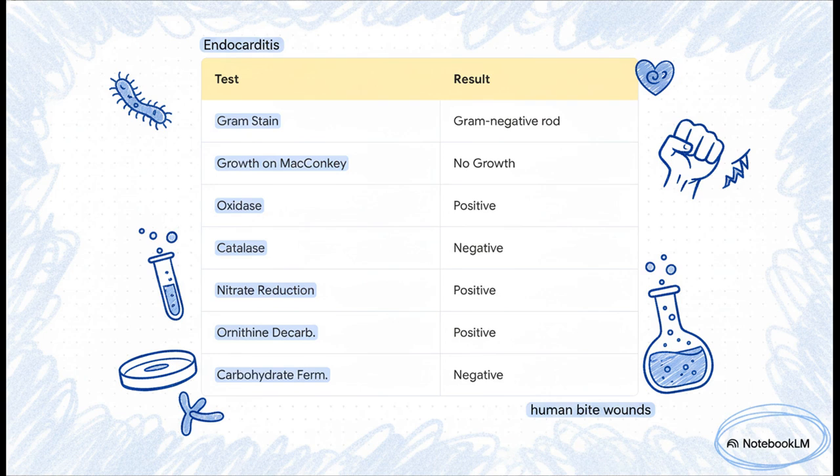Here it is, the organism's biochemical fingerprint. It's a classic gram-negative rod, and it won't grow on MacConkey agar, so that's your first clue. But the key differentiators you really want to look for are oxidase-positive and catalase-negative. That combo is a big signpost. Positive ornithine and nitrate reduction are also super helpful clues. And finally, it's asaccharolytic. It doesn't ferment carbohydrates, which is really useful for telling it apart from some of the other members of the HACEK group.